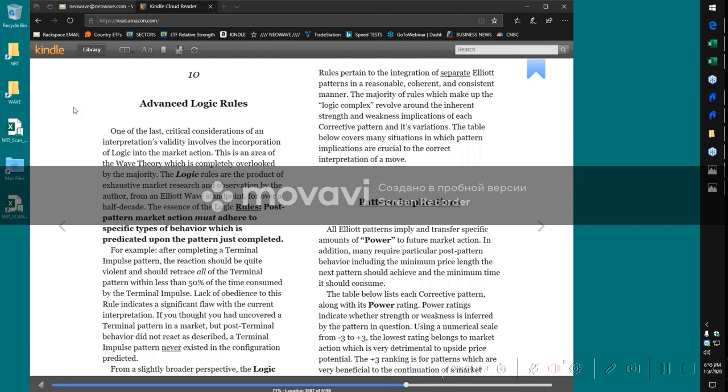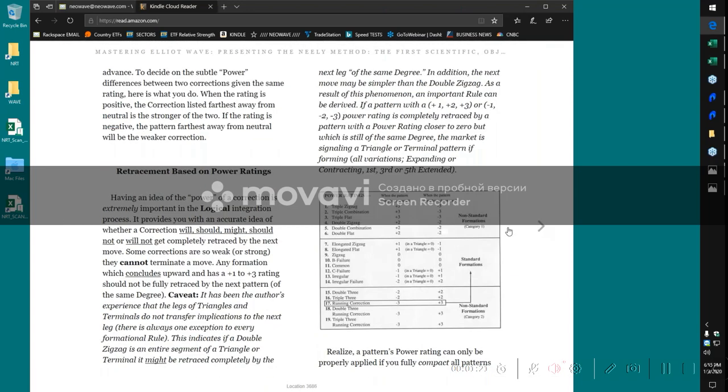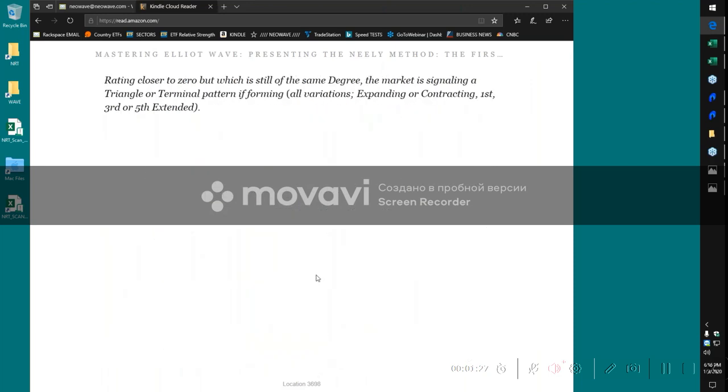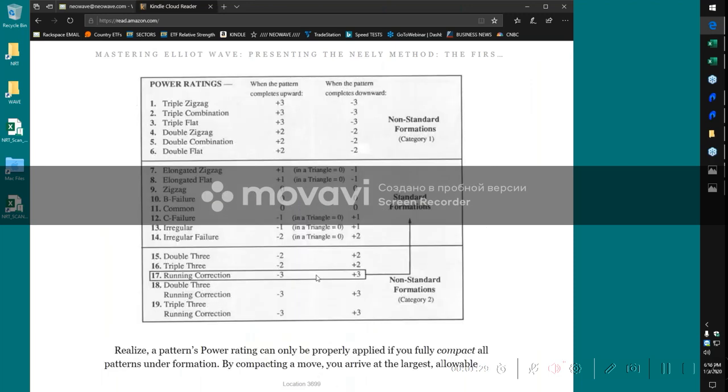So I rate each pattern under wave theory based on what I call a power rating. And if we go to the next page, you can see how that's listed out. I'm going to zoom in here. So for those of you who may not have a copy of my book, see if I can get it. Okay, so there's a blow up of that page. And it's listing the strongest or weakest, depending on which direction it's going.